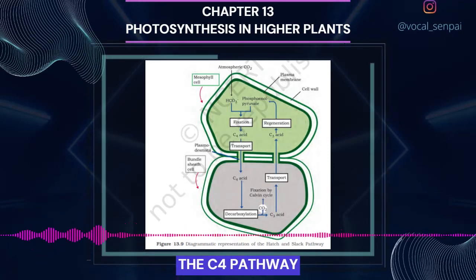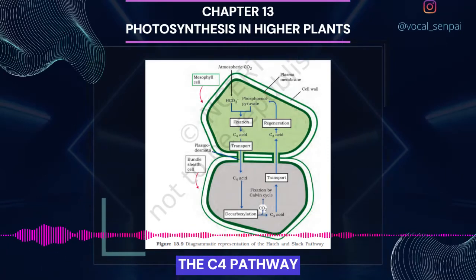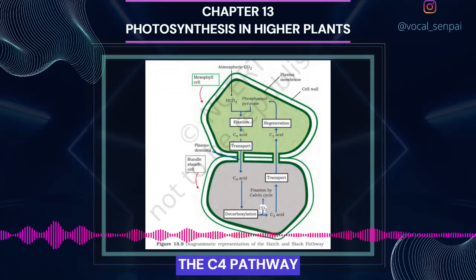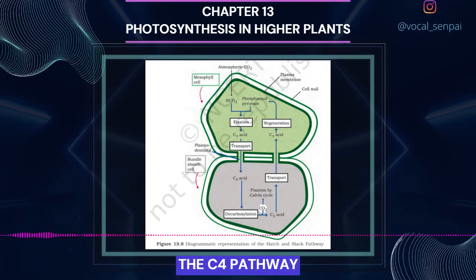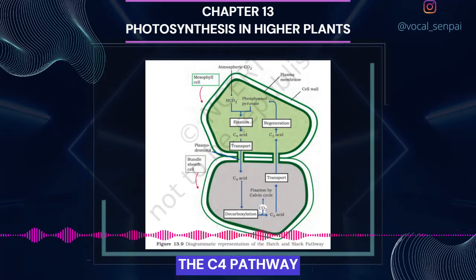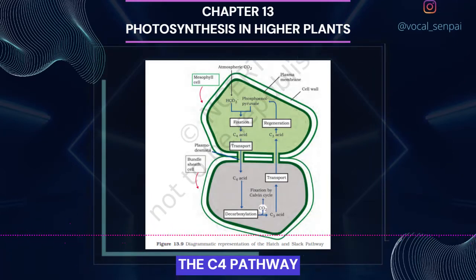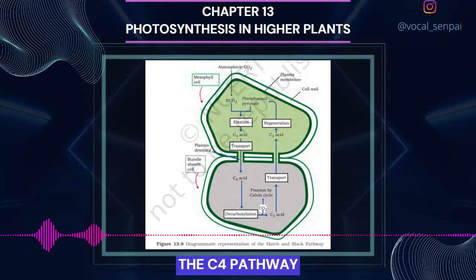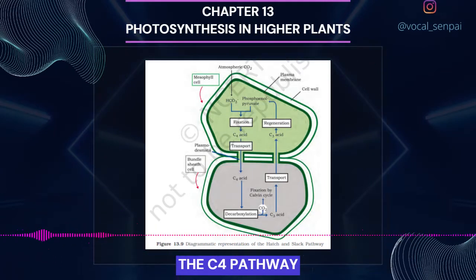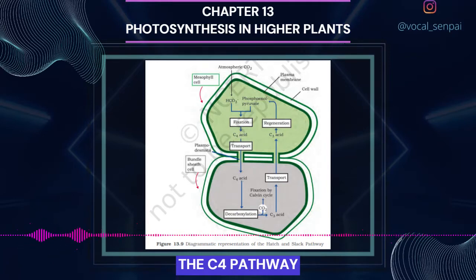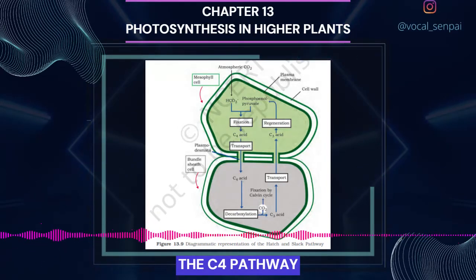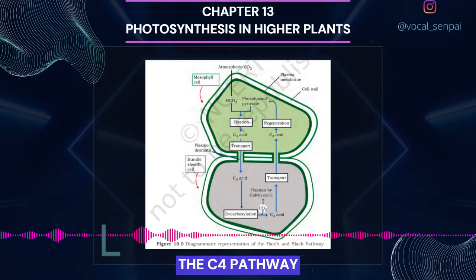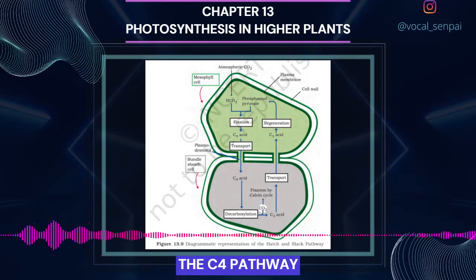Now study the pathway shown in figure 13.9. This pathway that has been named the Hatch and Slack pathway is again a cyclic process. Let us study the pathway by listing the steps. The primary CO2 acceptor is a 3-carbon molecule phosphoenol pyruvate, PEP, and is present in the mesophyll cells. The enzyme responsible for this fixation is PEP carboxylase or PEPcase. It is important to register that the mesophyll cells lack Rubisco enzyme.